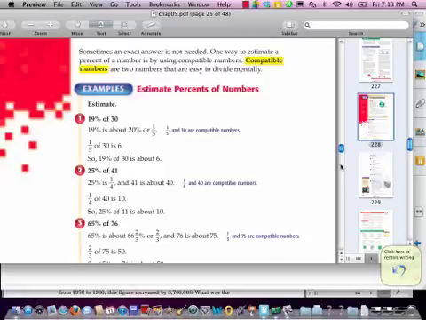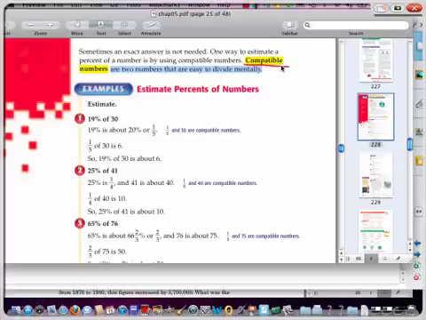So we're going to do some of these. So here's what we're looking for. We're looking for this key term called compatible numbers. So what we're looking for are two numbers that are easy to divide together. So let's take a look at example number 1.